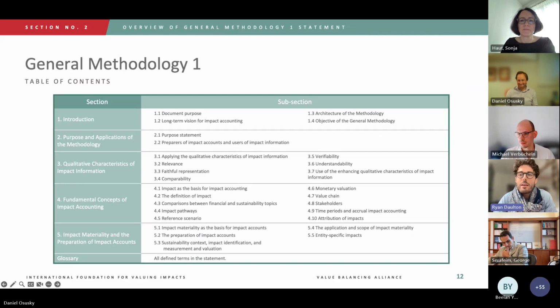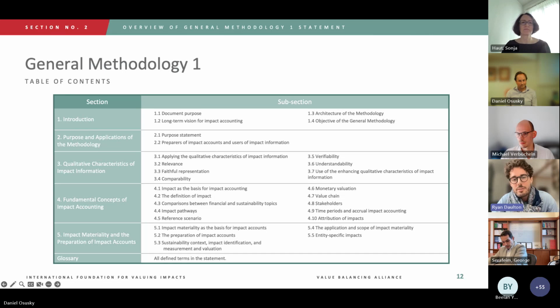I'll go through section by section and hit on some of the key proposals. But before doing that, I wanted to provide a high-level perspective of how the document is organized. So it has 5 sections, and then a glossary, which has defined terms, which, as you'll notice, are italicized the first time that they are in the document. The introduction section describes the purpose, presents a long-term vision for impact accounting, and describes the architecture of the methodology, how the different pieces fit together.